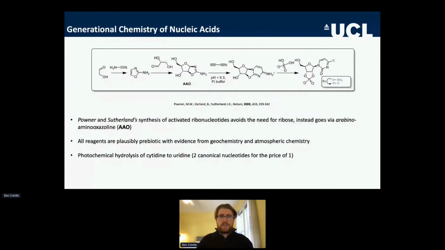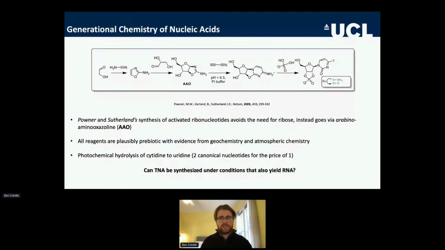And so an answer to this was provided in 2009, where you could take these simple molecules that Albert's shown you that you can produce really well, glycolaldehyde, cyanamide, and 2-aminooxazole, the first two here, and make arabinose aminooxazoline, cyanovinylate, phosphorylate to give you cytidine, activated cytidine. And what was interesting as well is that they showed that this can be photochemically hydrolyzed from cytidine to uridine, so you get 2 canonical nucleotides for the price of 1.